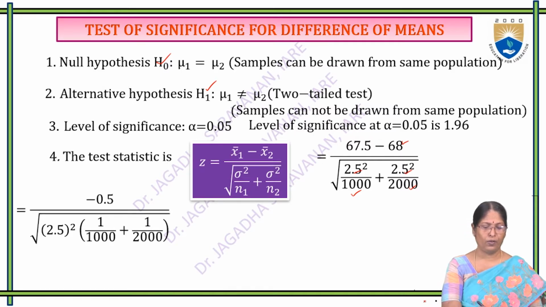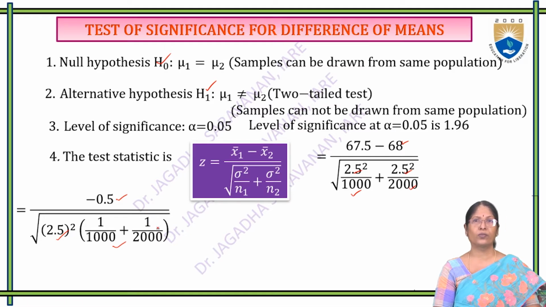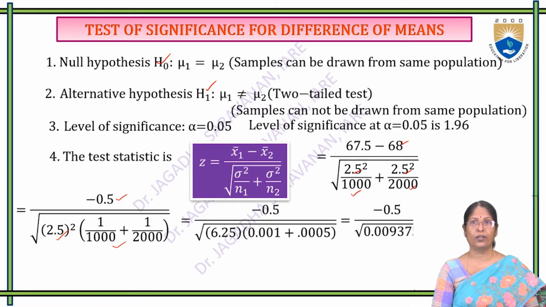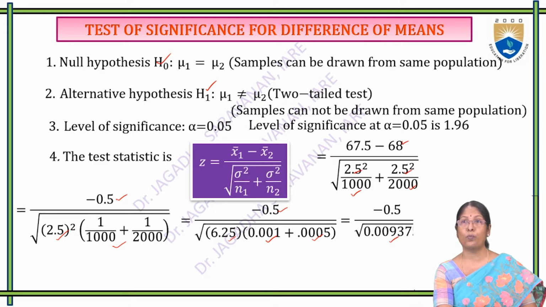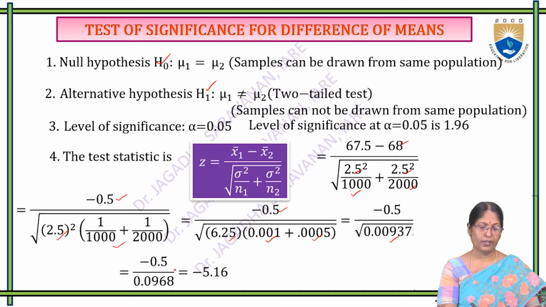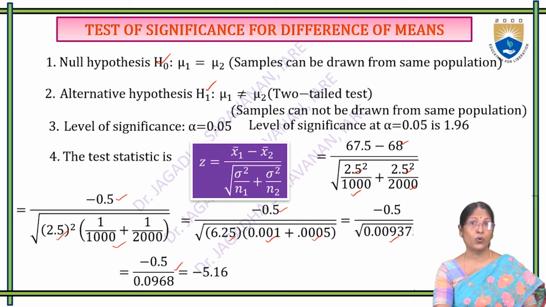So the numerator we obtained is minus 0.5. Here the 2.5 whole square is common, so we have taken it out. What is left is 1 by 1000 plus 1 by 2000. So minus 0.5 divided by the square root of 6.25 times (0.001 plus 0.0005). The fraction we got is minus 0.5 divided by the square root of 0.009375, which is minus 0.5 divided by 0.0968. The test statistic Z we obtained is minus 5.16. So mod Z is 5.16.